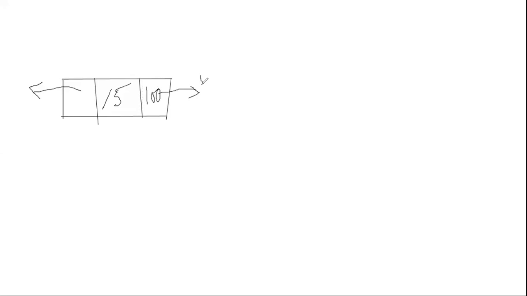So guys, you tell me one more node I will draw here. So value is 20. Here what? Next node address. Next node address is 150. It is not a contiguous memory location. Okay. So 150.